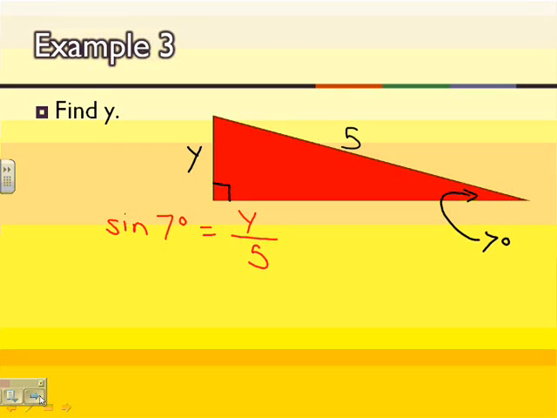Now from here, we just got a little bit of algebra. I want to get y by itself, so how do I do that? Take both sides times 5. So that cancels. So y equals 5 sine of 7 degrees.